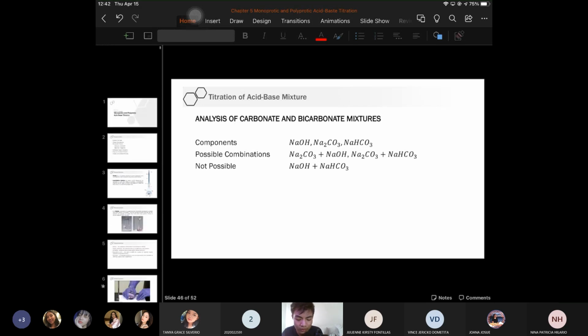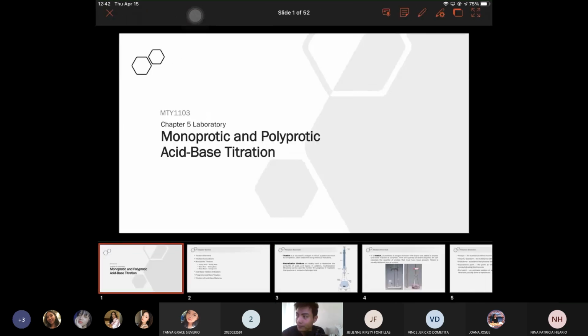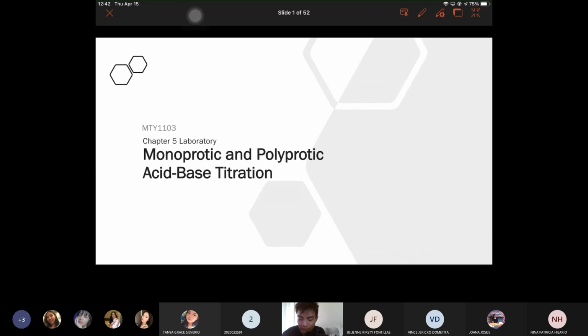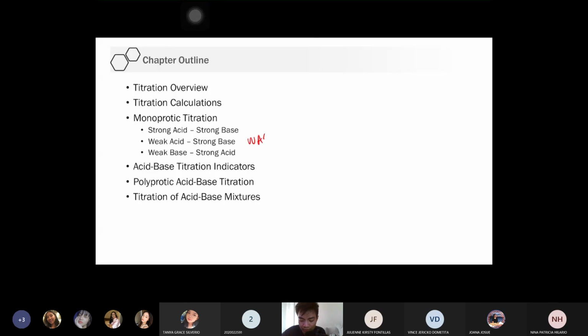Siguro magtataka kayo, kasi merong weak acid, strong base, weak base, strong acid, may strong acid, strong base. Kung may mga ganyan, meron bang weak acid, weak base? You may ask yourself, meron ba? Ang sagot ay wala. Bakit? Parehas nga sila weak eh. Imagine nyo, dalawang mahina mag-react sa isa't isa. Anong gagawin nila? Wala. So, ganun sa chemistry. Pag parehas silang weak, walang mangyayari. Kaya wala tayong weak acid, weak base titration.